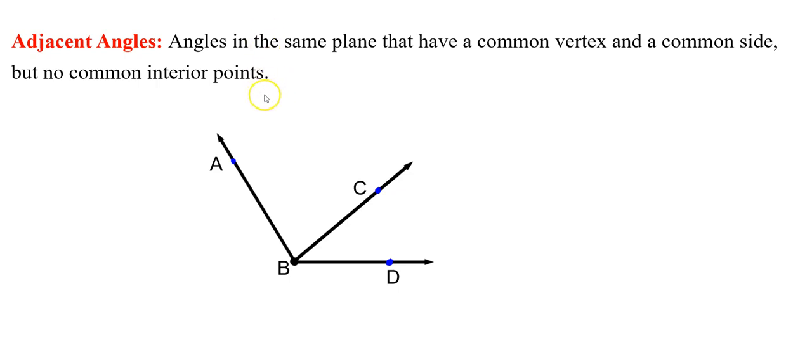Adjacent angles are those angles in the same plane that have a common vertex and a common side, but no common interior points. So, what is the name of this angle? I have here angle CBD. Angle CBD. And the other angle is angle ABC. The first one is angle ABC.